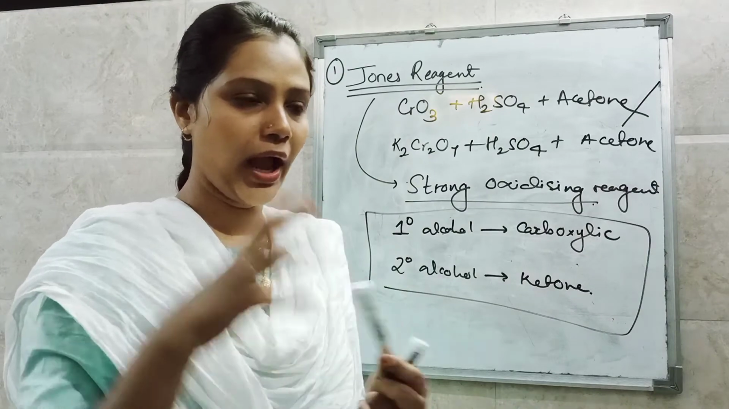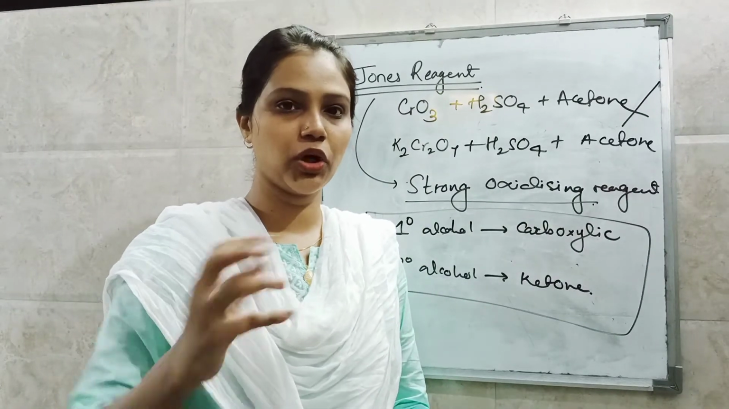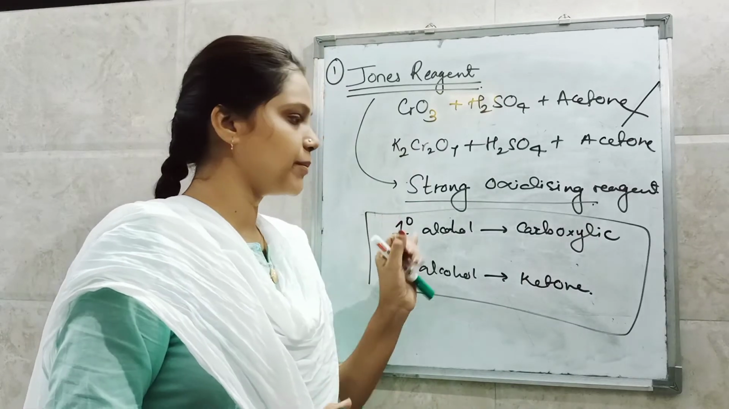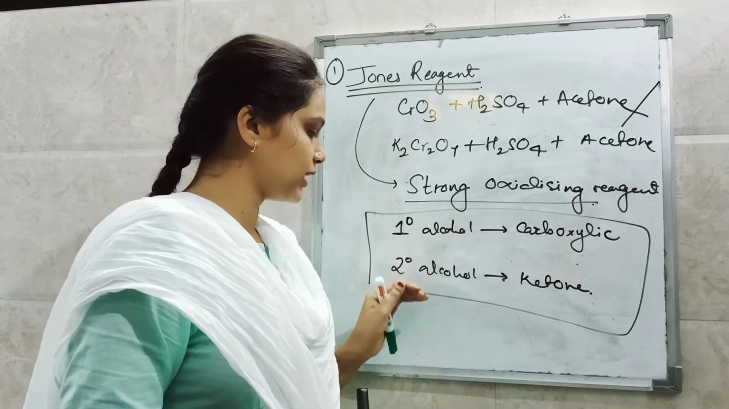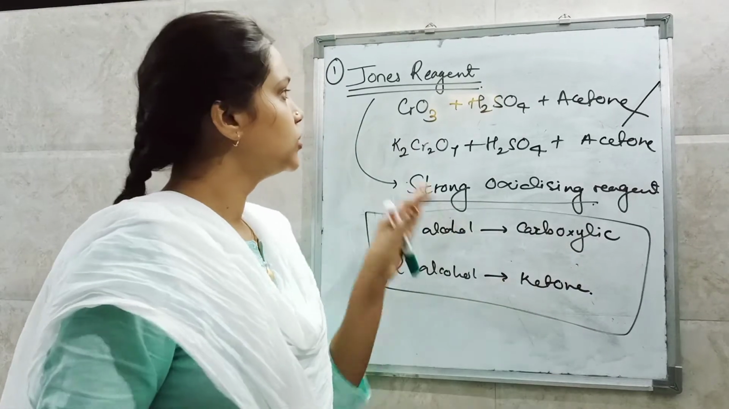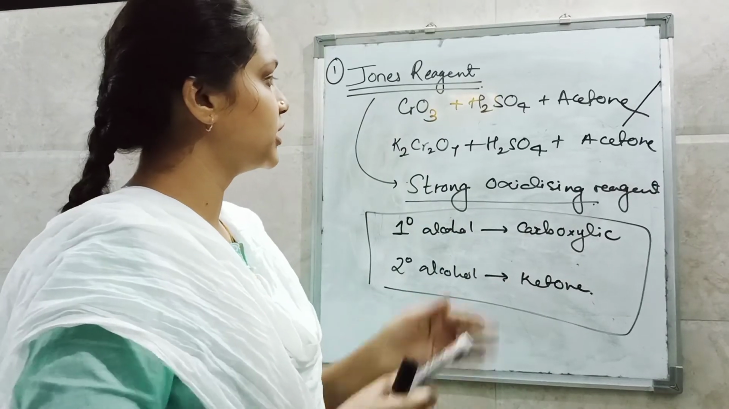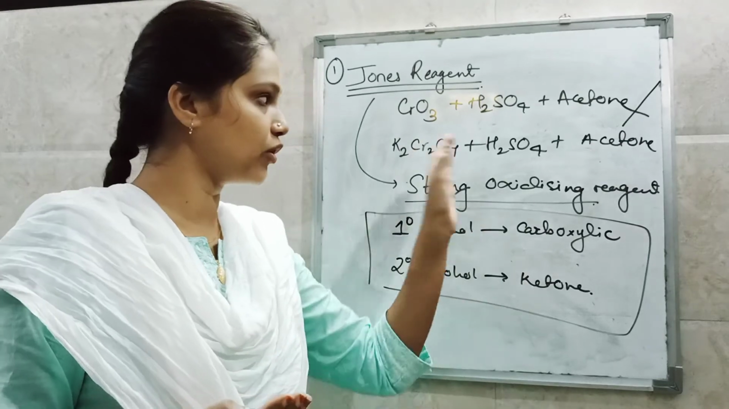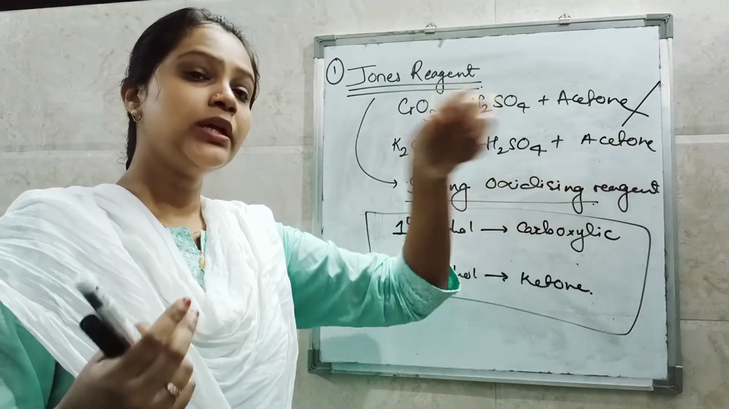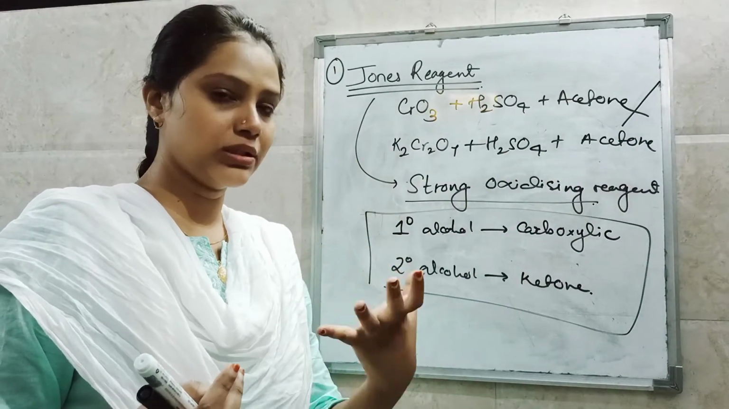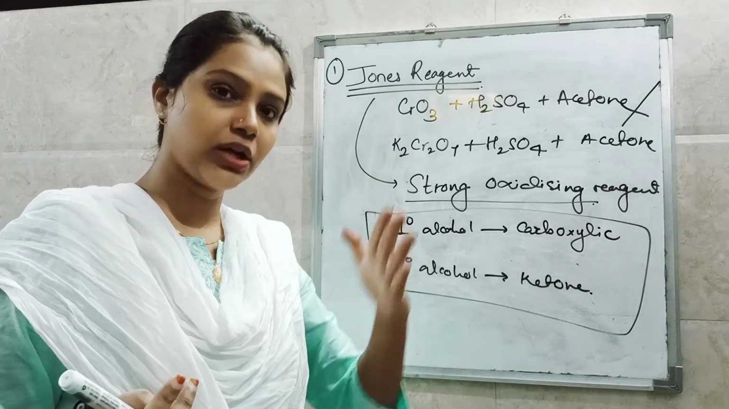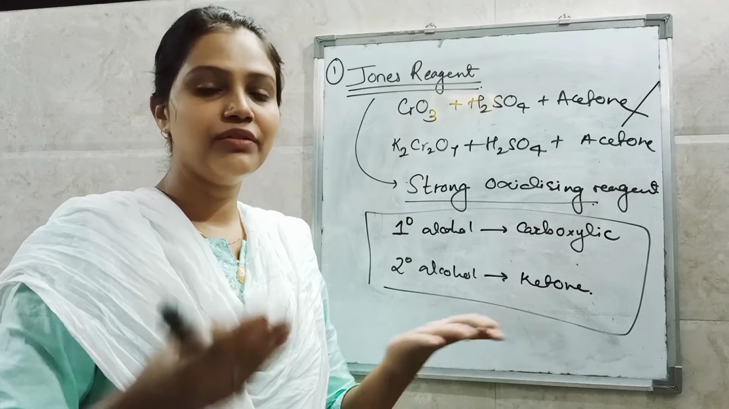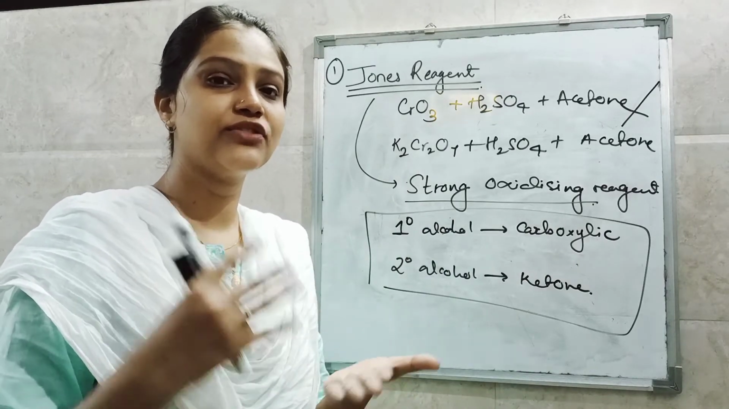Jones reagent is non-selective because it shows uncontrolled oxidation, right? So it oxidizes primary alcohol to carboxylic acid and secondary alcohol to ketone. So what is Jones reagent? Jones reagent is a mixture of chromium trioxide, sulfuric acid and acetone, or potassium dichromate, sulfuric acid and acetone. It is a strong oxidizing reagent. It oxidizes primary alcohol to carboxylic acid and secondary alcohol to ketone. We will see its mechanism and its drawbacks.